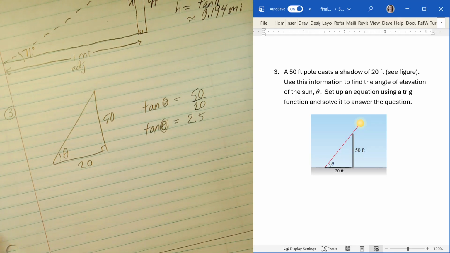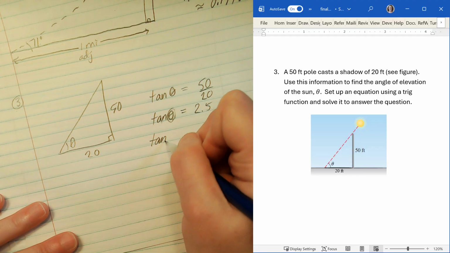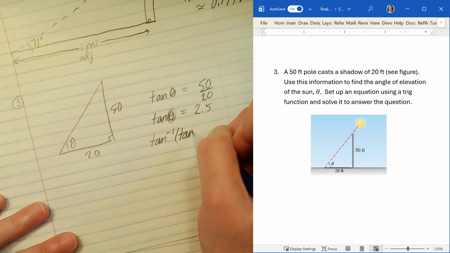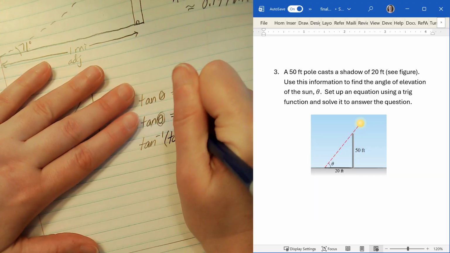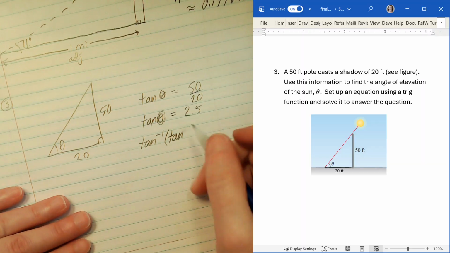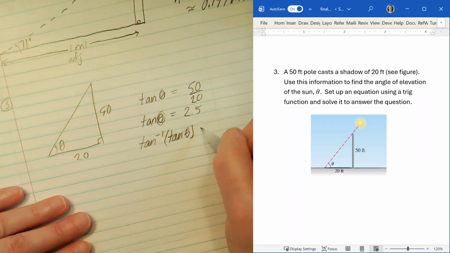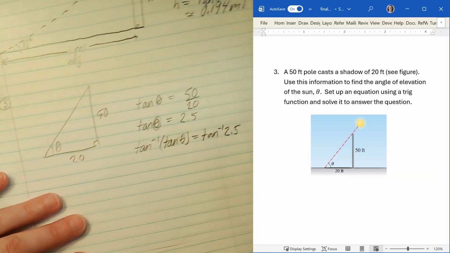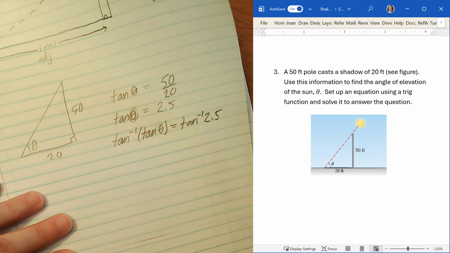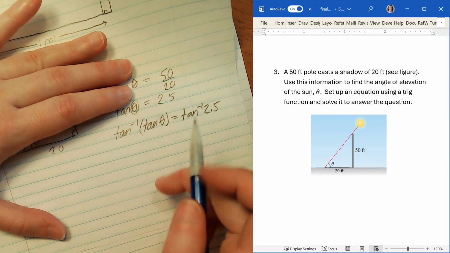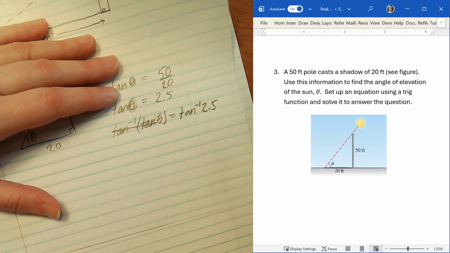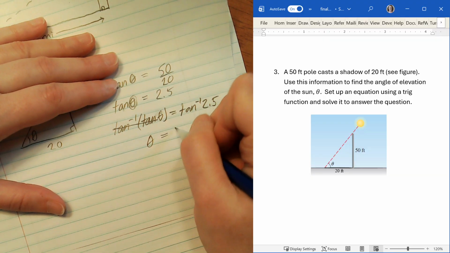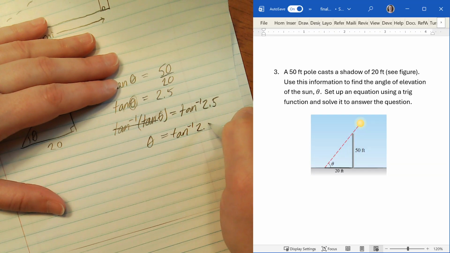So what I need to do is apply the inverse tangent function to both sides. Sorry, I'm basically putting both sides of the equation inside of the tangent inverse function, because I have to do whatever I do to both sides. And now this is the key that opens the tangent box. Those two are going to cancel each other out. They're designed to cancel out. So this is going to give me theta equals tangent inverse of 2.5.